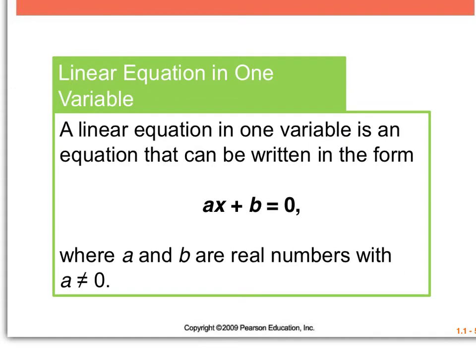In this section we will focus on linear equations in one variable, and those are equations that have this form where a and b are real numbers, where a is not 0, and so we only have a single variable that is x normally, but it can be represented by other variables. But the idea is that there's only one variable in that equation.